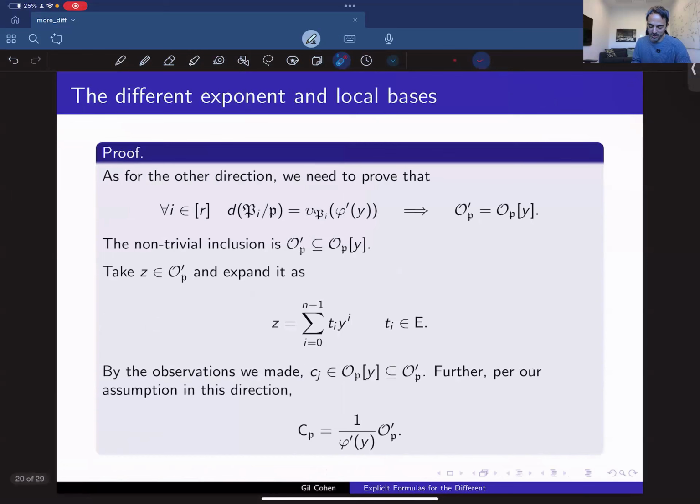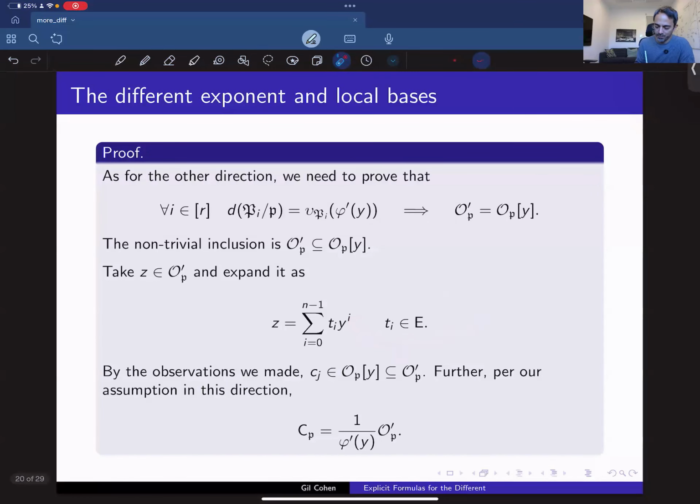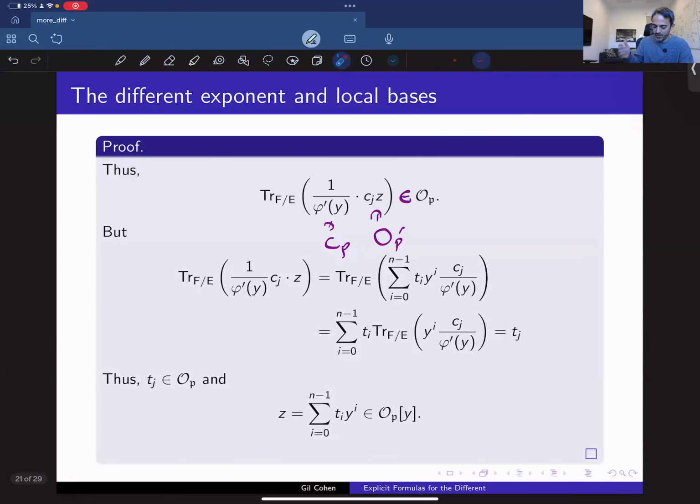So Z, recall, I just expanded it according to the basis 1, y squared, and so forth. So I wrote it here. This is Z, right? And then I can pull out the sum and also the TIs, because the TIs are in E, recall. The coefficients of the expansion of Z according to this basis are, of course, in E. So you can pull it outside, and then you'll be left with this trace.